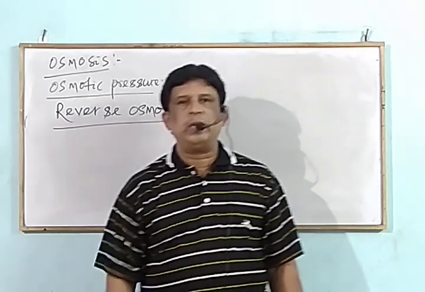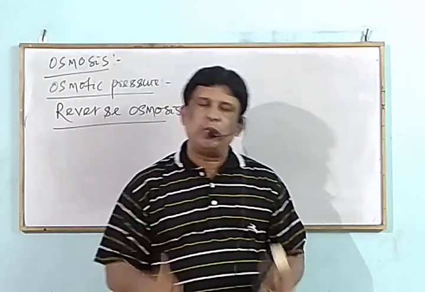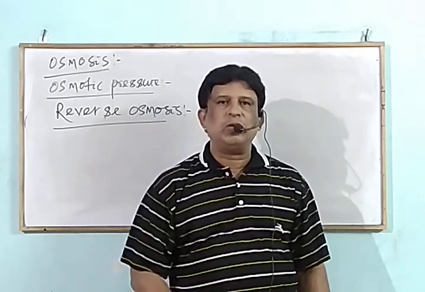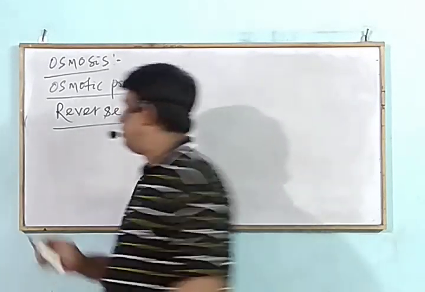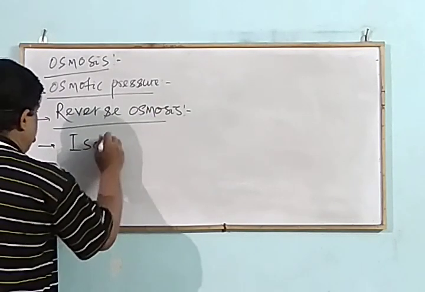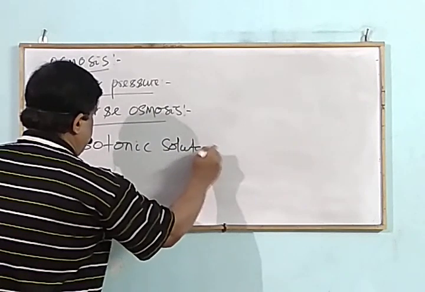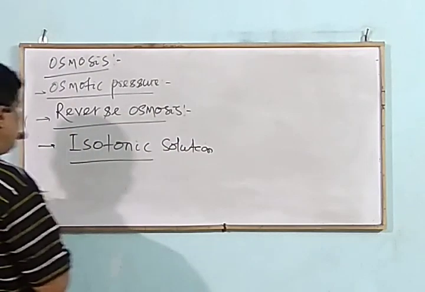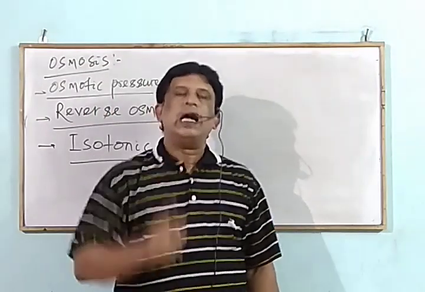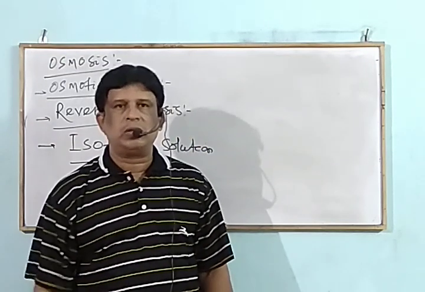Next, another two terms are there. We know that if two solutions possess the same concentration and the same osmotic pressure, then they are known as isotonic solutions. What is an isotonic solution? I repeat again. Two solutions having the same osmotic pressure and the same concentration are known as isotonic solutions.